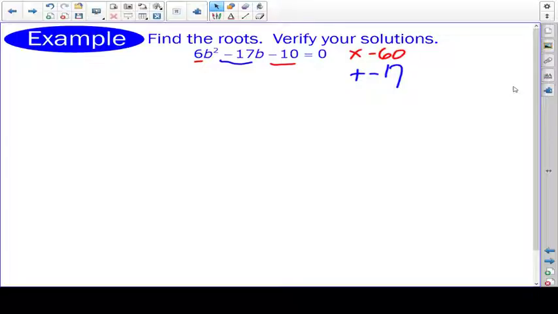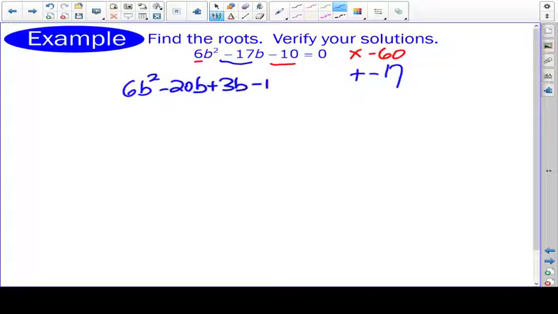So two numbers that multiply to negative 60, and add to negative 17. Negative 20 and 3. That's correct. Negative 20 and 3. So it's going to be 6b squared. Probably going to put the negative 20b here, and I'm going to put the plus 3b here, minus 10 equals 0.